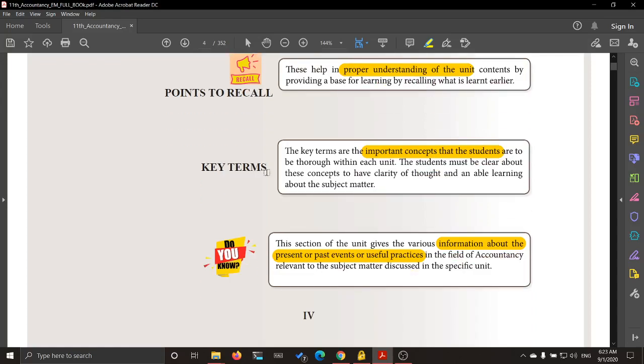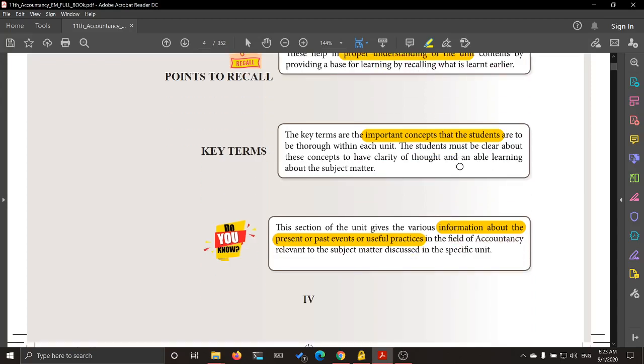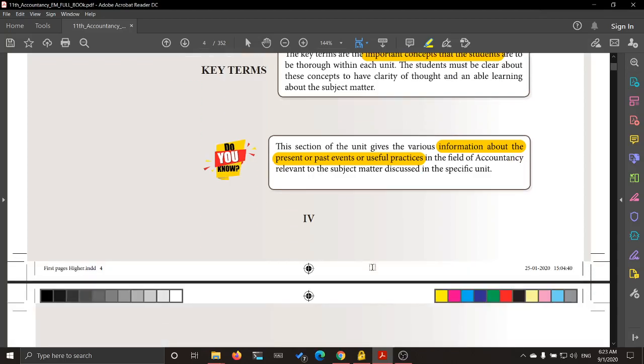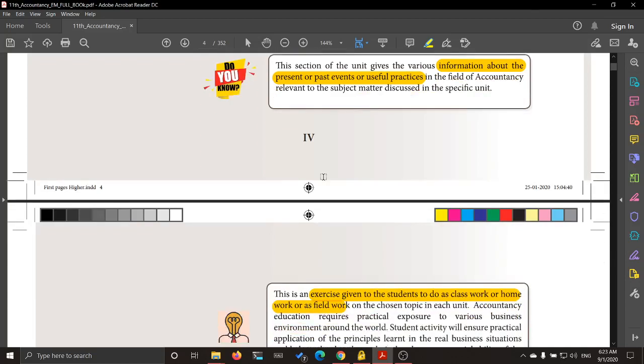Next one, key terms, which are very important, like some new terms. Those are the terms you should use. If we use any other words, it will not be correct. So they have given you all the key terms. And then finally, Do You Know? In this, they have given you some extra information about past or present or useful practices. So they have discussed it very relevantly in this. Do You Know will be very interesting.